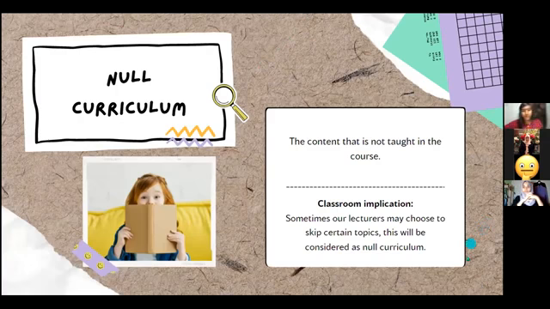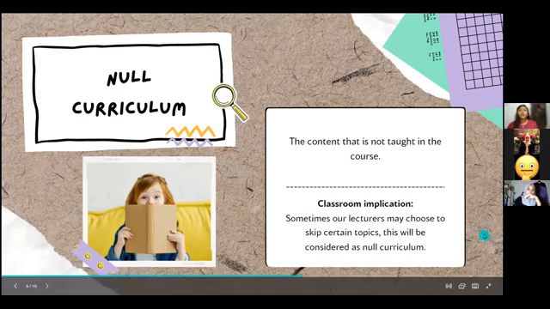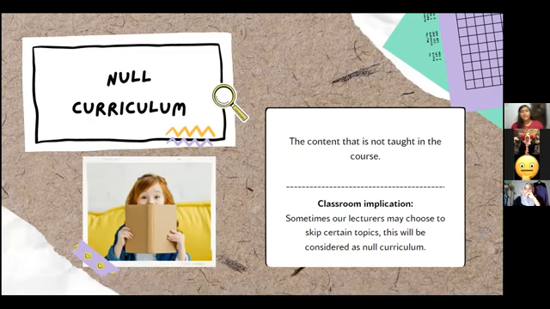Right. The next one is the null curriculum. Okay, the null curriculum is something like the content that is not taught in the class. What content? Some of the contents the teacher purposely won't choose to teach or to give the students to learn.